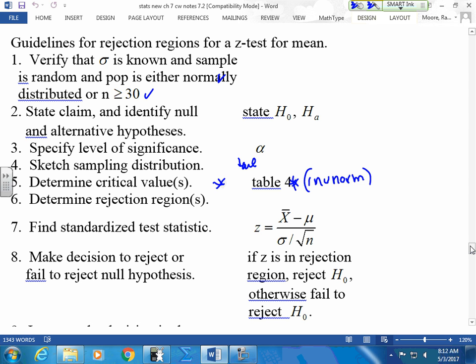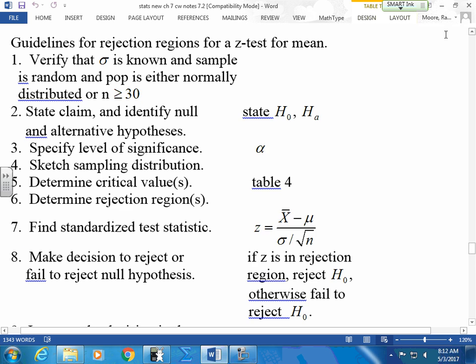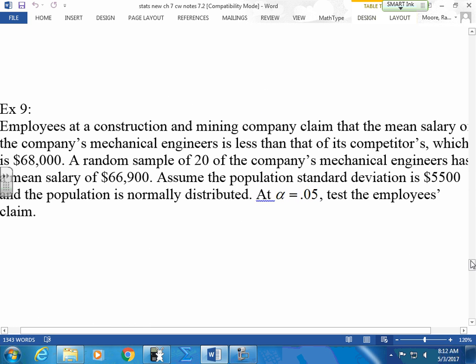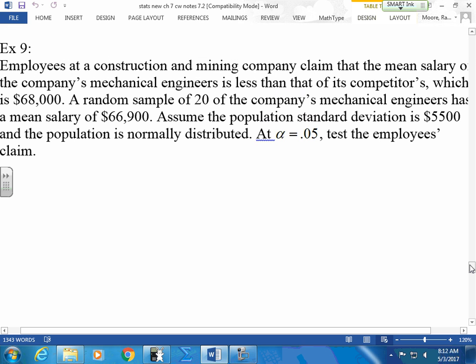We're going to do your test statistic. We're going to see where it falls, and our decision is right there on your graph. And then we're going to interpret, just like we normally do. So let's give this a run. You'll see, I like this one better than the other one. Okay, so I'm on example 9, on page 371.